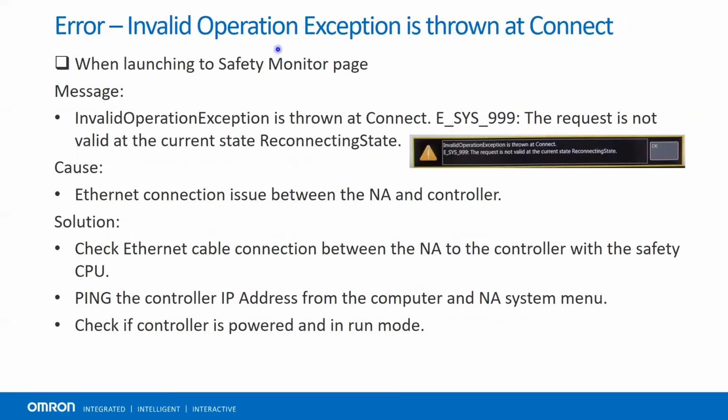Invalid operation exception is thrown at connect. This happens when launching the safety monitoring page. This is the error message. The cause is the Ethernet connection issue between the NA and the controller. So check the Ethernet cable connection between the NA and the controller with the safety CPU. Ping the controller IP address from the computer or NA system menu. Check the controller's power and that it is in run mode.